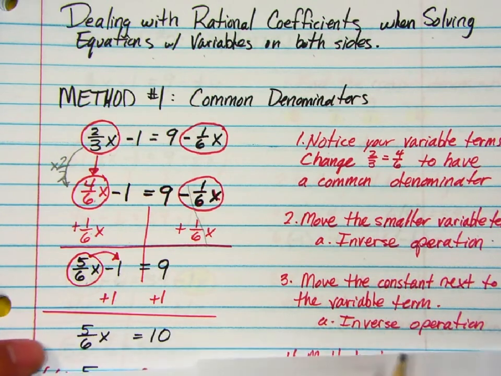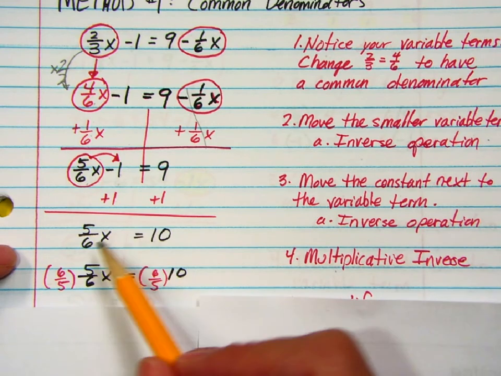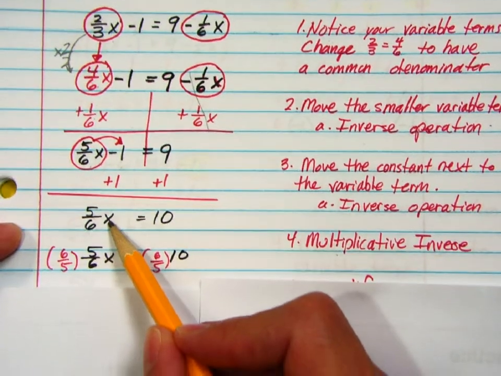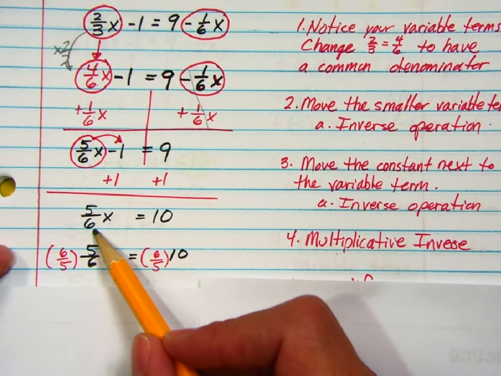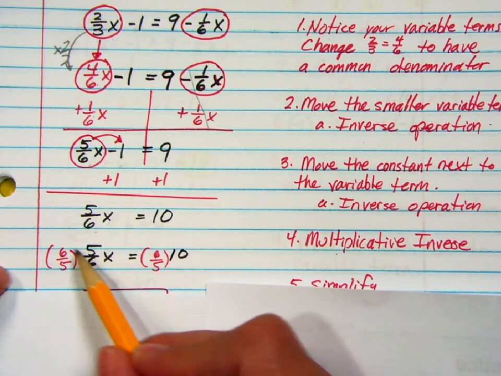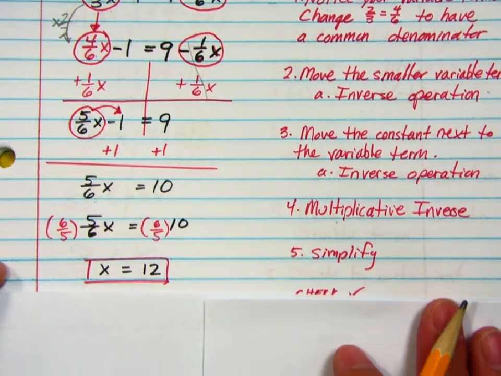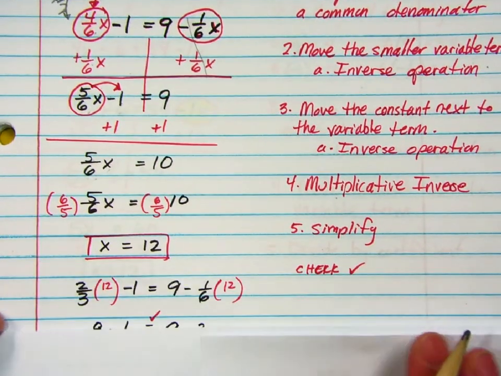I do that. The last part is to use the multiplicative inverse. So I've got this 5/6 in front of this x. I need to divide that out. Well, how do I divide that? I can use the multiplicative inverse. I multiply by its reciprocal. I flip it over and I multiply. And then I just simplify it. I find out that my answer is 12, and then I can check my work.